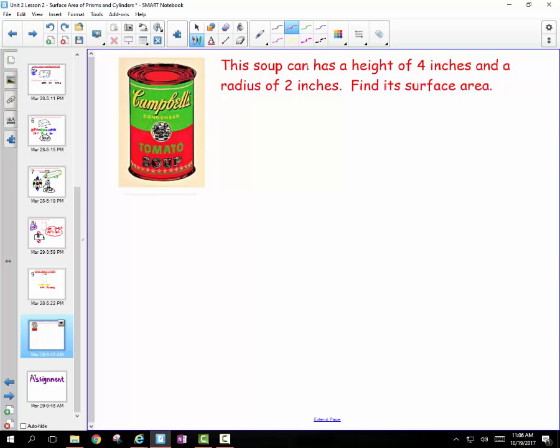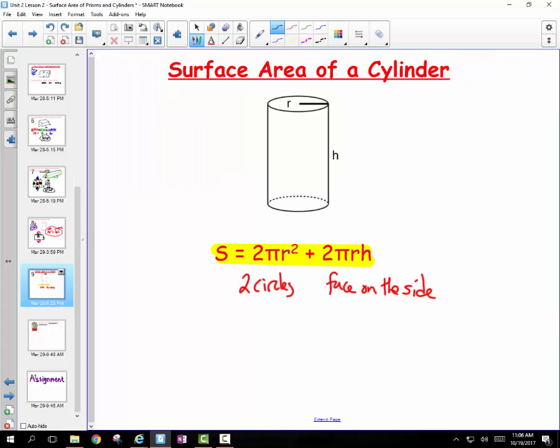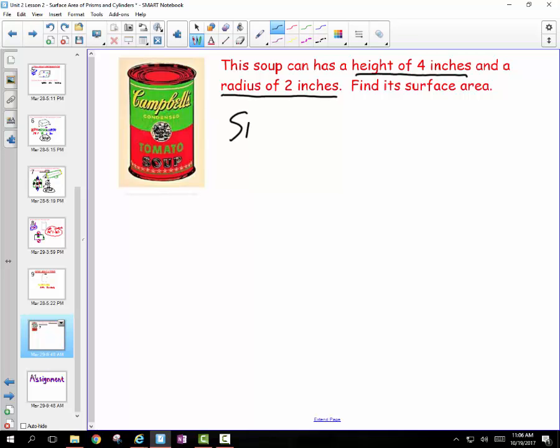So one question we'll do together on surface area of cylinders, it says this soup can has a height of 4 inches and a radius of 2 inches. Find its surface area. Well, that tells me everything I need to know right there, guys. It has a height of 4 inches and a radius of 2 inches. Well, that's what I said I needed for surface area. I need height and I need radius. So remind yourselves, surface area of a cylinder is 2 pi r squared plus 2 pi r h.